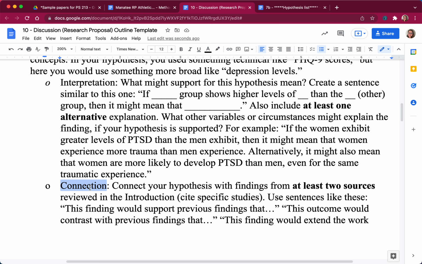And then here's just listing information. It may also be explained by the cognitive limitations, and then explains that a little more. So a lot of what the discussion section is doing is explaining the findings in terms of what already exists in the literature. I'd like to see you do that with at least two sources.